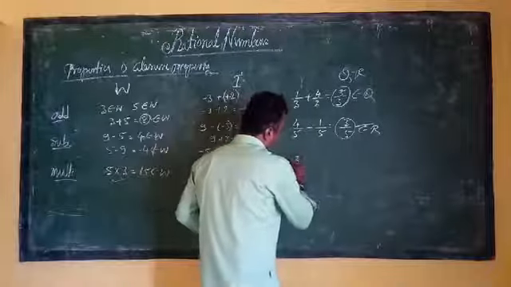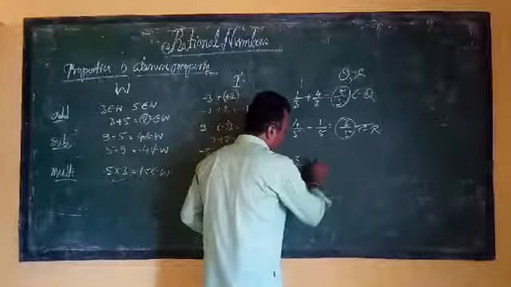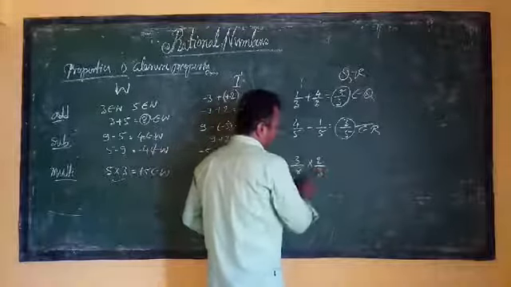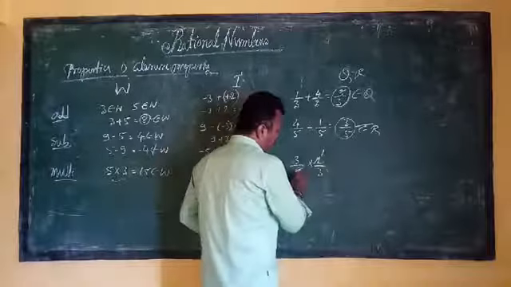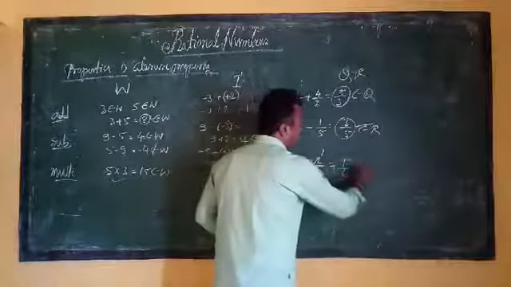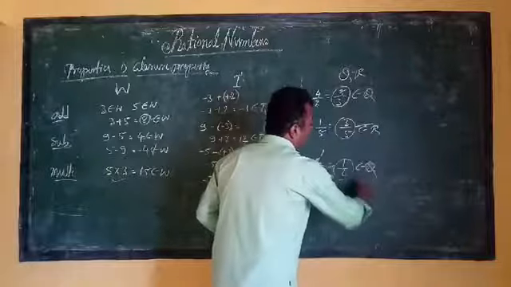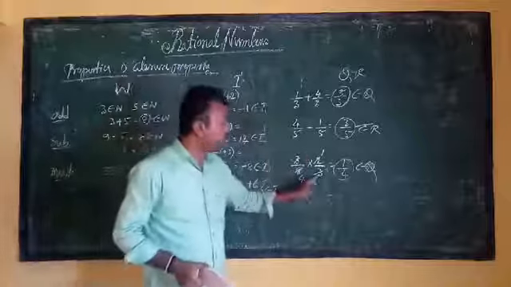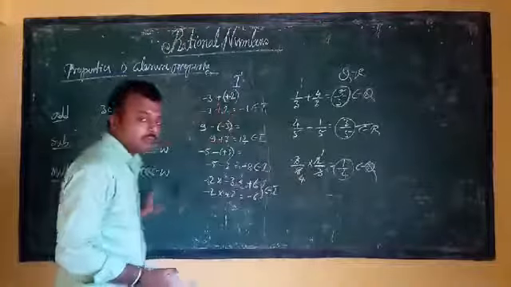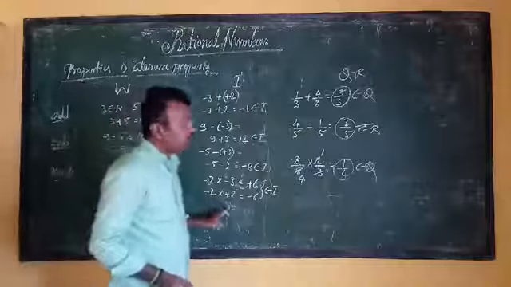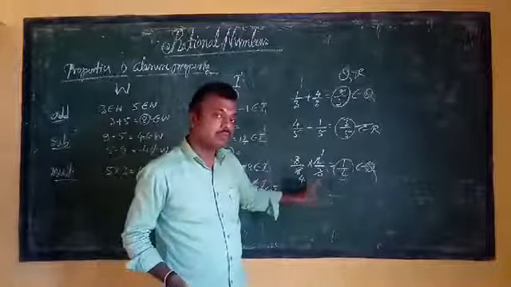Rational numbers: 3 by 8 into 2 by 3. 2 ones are 2, 2 fours are 8, the 3s get cancelled, remaining 1 by 4. So 1 by 4 belongs to the rational numbers. Therefore, the closure property is satisfied for rational numbers under multiplication. Here, students, whole numbers are satisfied, integers are satisfied, and rational numbers are also satisfied.